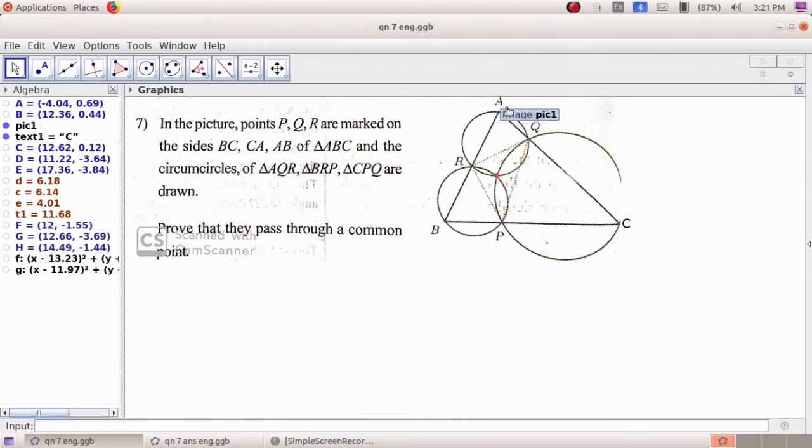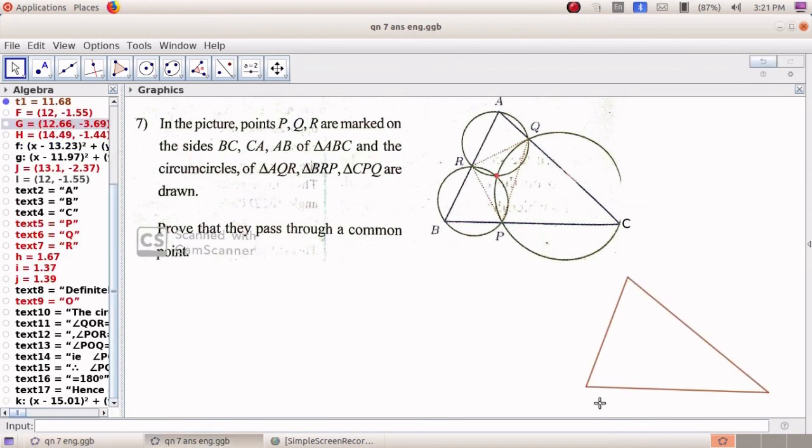For this, let us first redraw triangle ABC. See, ABC is drawn. Let us name it ABC. Now, three points on the sides BC, CA and AB are marked. Any three points can be marked on the sides of the triangle.